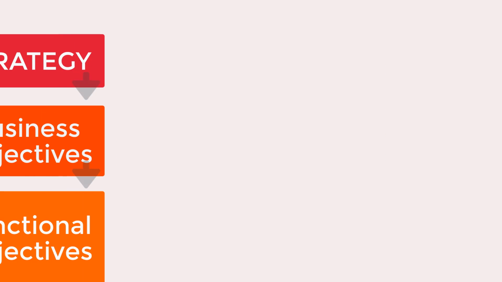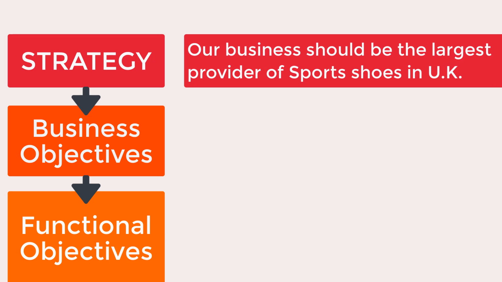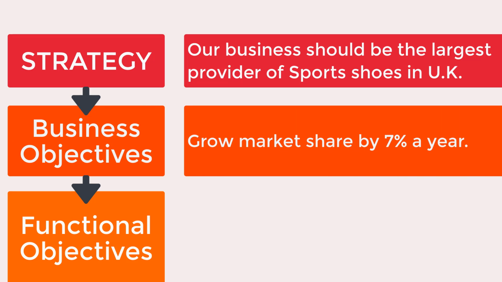Let's take an example now. Let's say our strategy is to be the UK's largest sports shoes provider. So we're in the business of sports shoes. We want to be the largest in the market. If that's our strategy, then our business objective would be that we wish to grow our market share by, let's say, 7% a year. But the only reason we know we wish to grow our market share is because our strategy is growth. Our strategy is that we wish to be the largest in the UK.